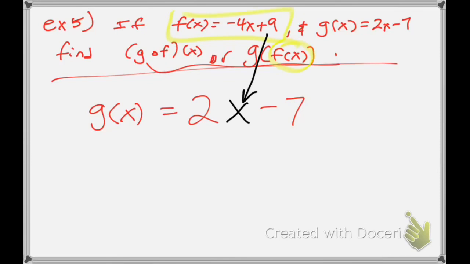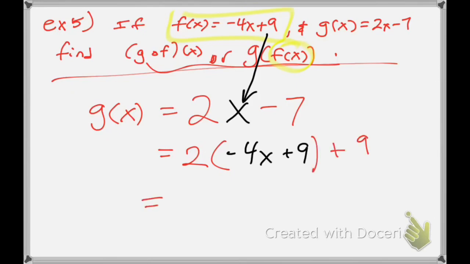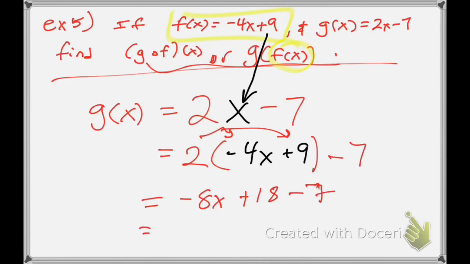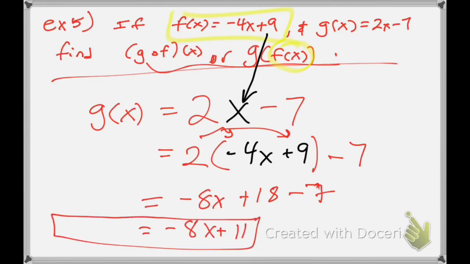So I'll take that, substitute in for my x here, and that will give me 2 parentheses, here's the substitution, minus 7, and now I just distribute and simplify. So -8x plus 18 minus 7. Hold up, sorry, wrote that down wrong. Minus 7, there we go. That's going to give me -8x plus 11, and that is your solution to your composite function.